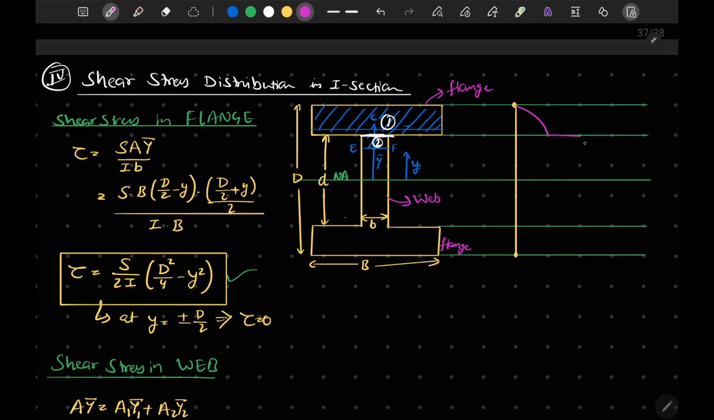Okay, now here the parabolic again, and it comes back to here only. Okay, let me draw it in some sophisticated manner like this. So this is our tau maximum. And of course here it again decreases to this point, and it is like this. So I hope you understood till this point. So this is our shear distribution for I section.